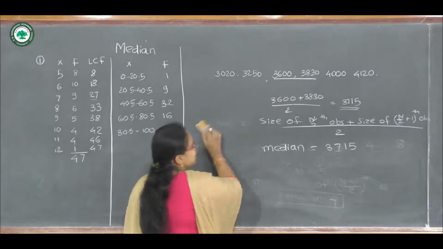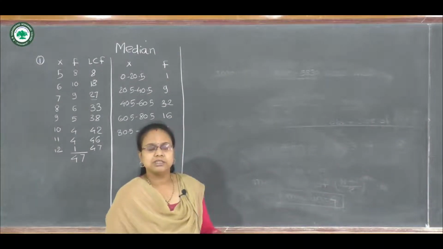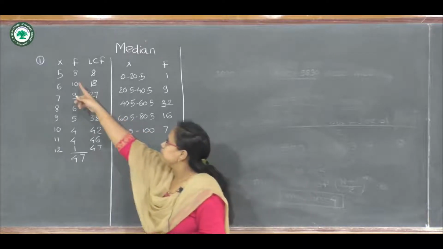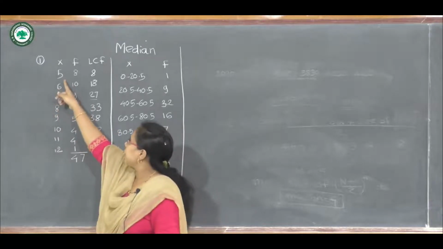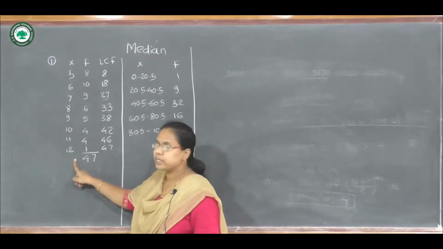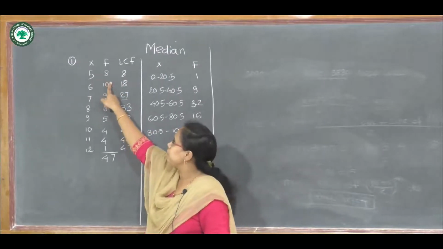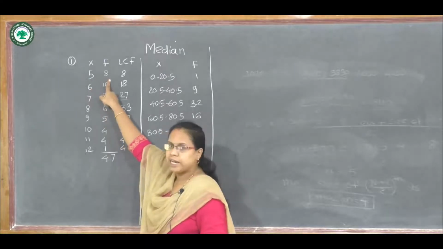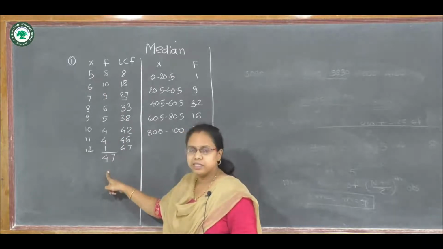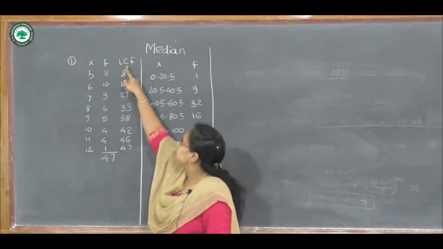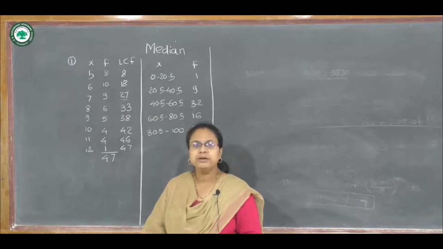Suppose the data is of grouped type. Grouped type means there may be 2 cases. The data is of this type, which is a discrete frequency distribution. Here x means the observations are given, and frequency means the number of times that observation is repeated. Here 5 is repeated 8 times, 6 is repeated 10 times. In this way the data is given. I have calculated its less than cumulative frequency, which will be required to calculate the median.